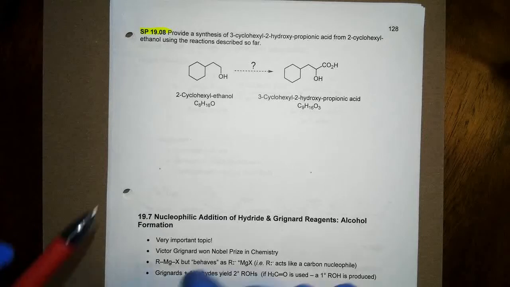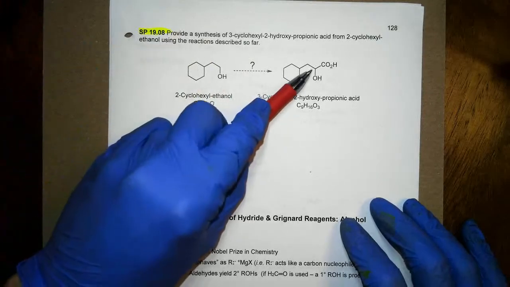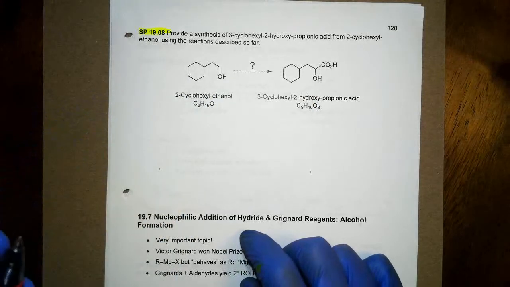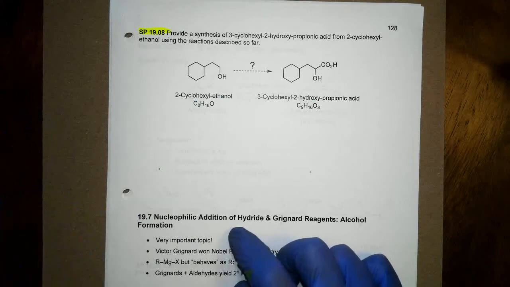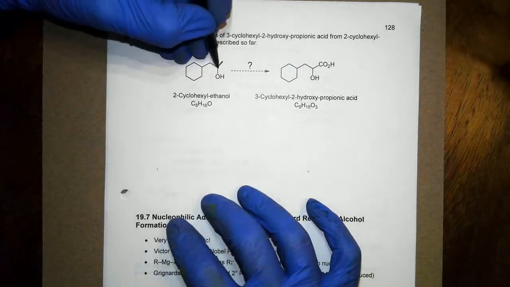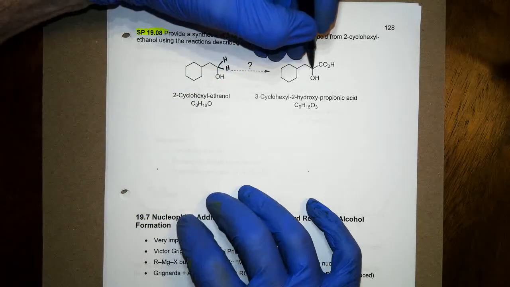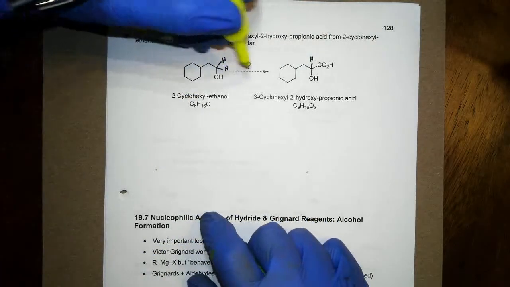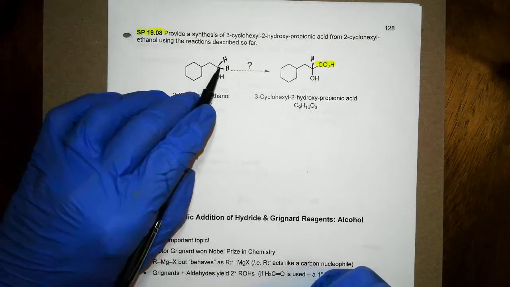At the top of page 128, it says provide a synthesis of 3-cyclohexyl 2-hydroxypropionic acid, in other words, this compound here, from 2-cyclohexyl ethanol, this compound here. So we need to think back to what's going on here. In other words, get a snapshot of the overall effect. And what I notice at a glance is that here at this carbon, it corresponds to that carbon. So in effect, we need to add or install that carboxylic acid group at that position.